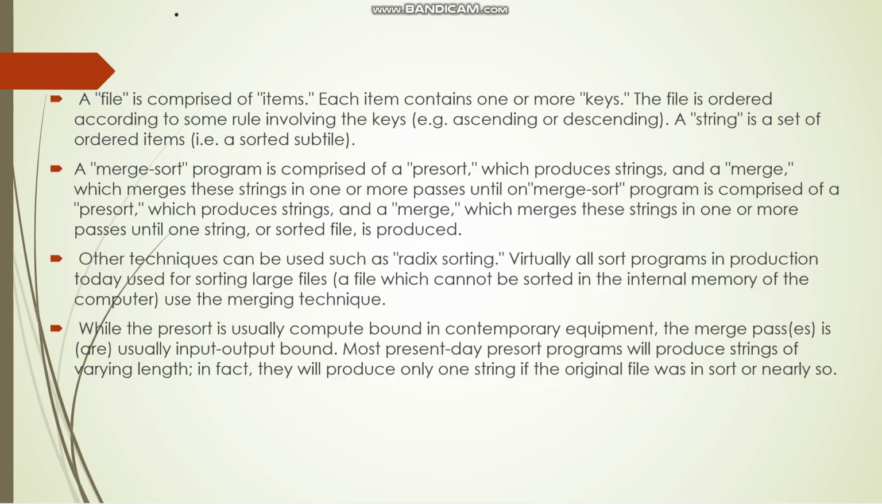A file is comprised of items. Each item contains one or more keys. The file is ordered according to some rule involving the keys, in ascending or descending order. A string is a set of ordered items, that is, a sorted subset.